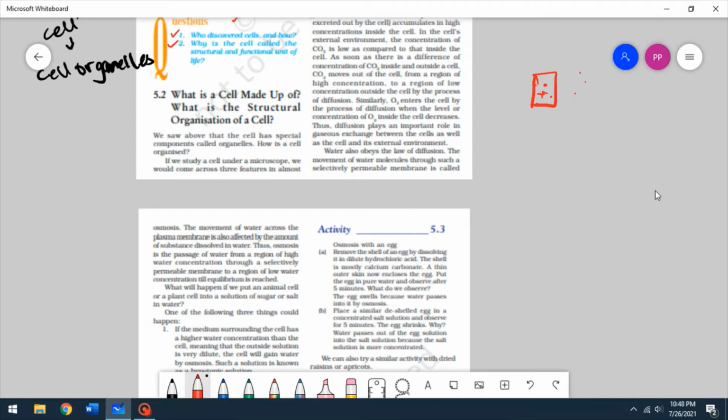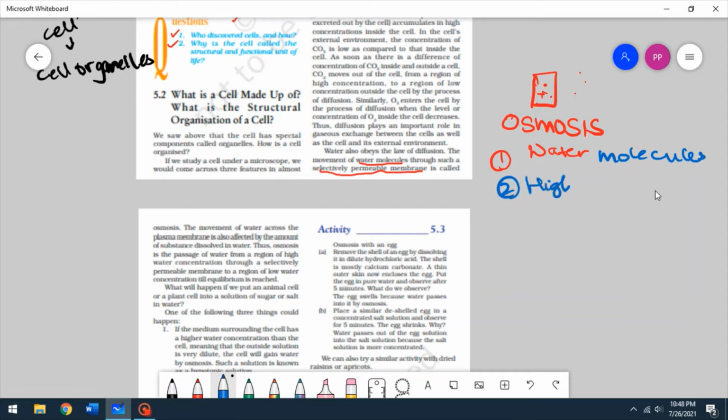oxygen diffuses. Water also obeys the law of diffusion, and the movement of water molecules through such a selectively permeable membrane is called osmosis. Again, the basic definition of osmosis is the movement of water molecules. Just going to mention the key terms: water molecules, the movement of water molecules from a region of high concentration to a region of low concentration through a selectively permeable membrane.